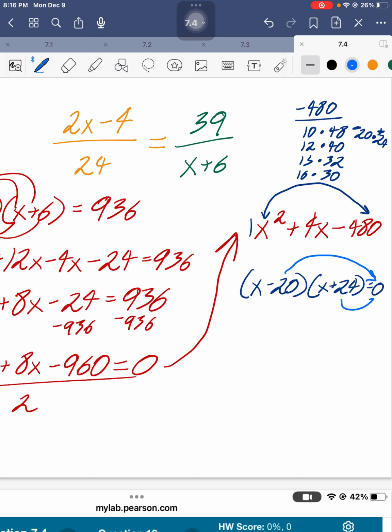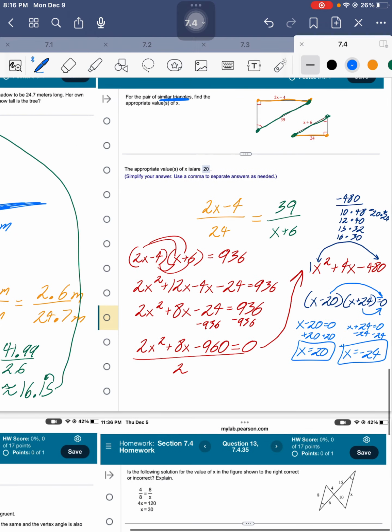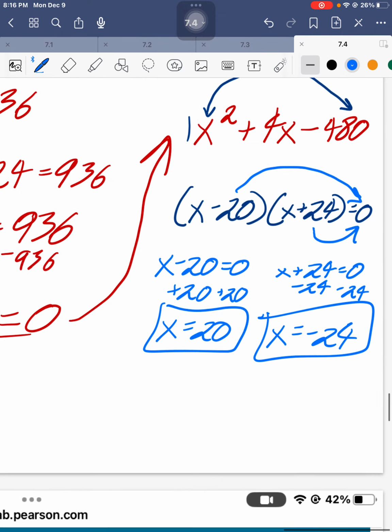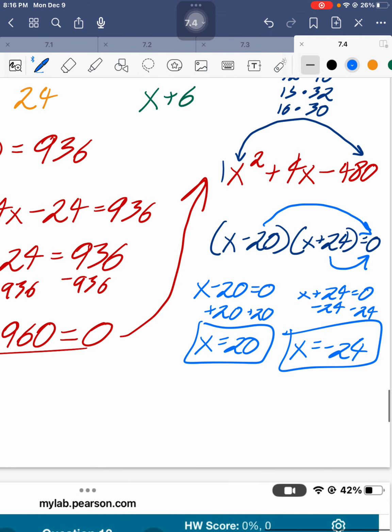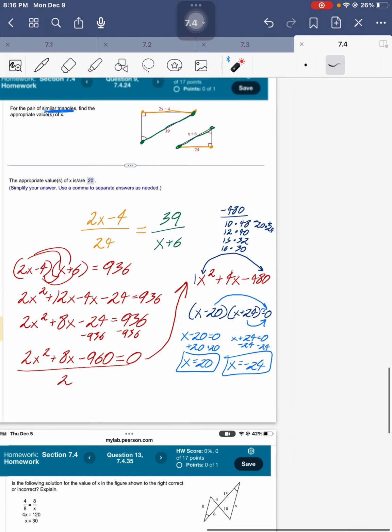And now, when we set this equal to 0 and this equal to 0, we're going to have x minus 20 equals 0 and x plus 24 equals 0. We're going to add 20, so my x is equal to 20. That's one of my x's. And now minus 24, minus 24. My x is equal to negative 24. Okay, so now my x is 20 or negative 24.